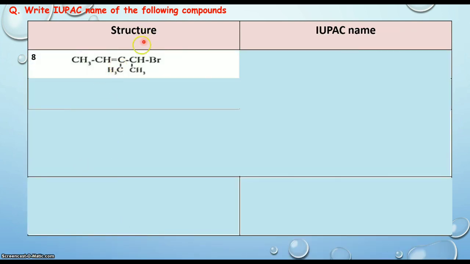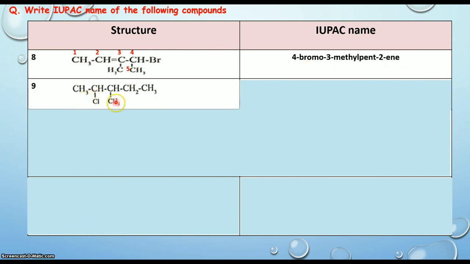The next structure is this. Let us find out the longest chain. So this is the longest chain over here. So the correct numbering is this. The IUPAC name of this structure is 4-bromo-3-methyl pent-2-ene. 4-bromo, as bromine is present on the fourth position. On the third carbon a methyl group is present and the double bond is present after the second carbon atom. Therefore, 4-bromo-3-methyl pent-2-ene is its IUPAC name.